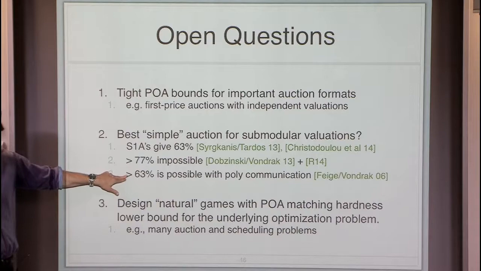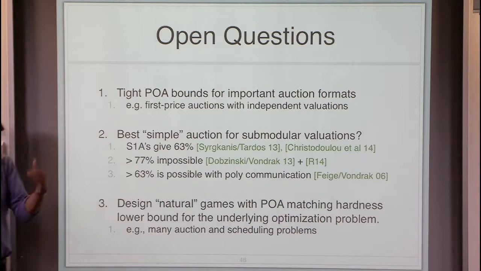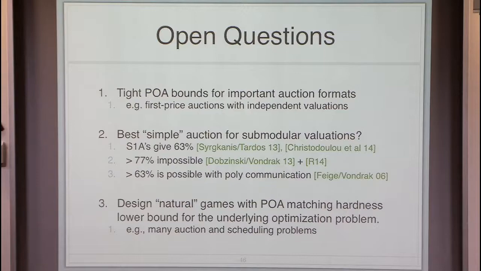So the upshot is that nailing the optimal simple auction for submodular valuations would require at least one of the following two things: a novel auction format to get an upper bound better than simultaneous first price auctions, or a novel lower bound framework that proves lower bounds better than what's true for the underlying optimization problem. I'd really love to see progress on that problem.